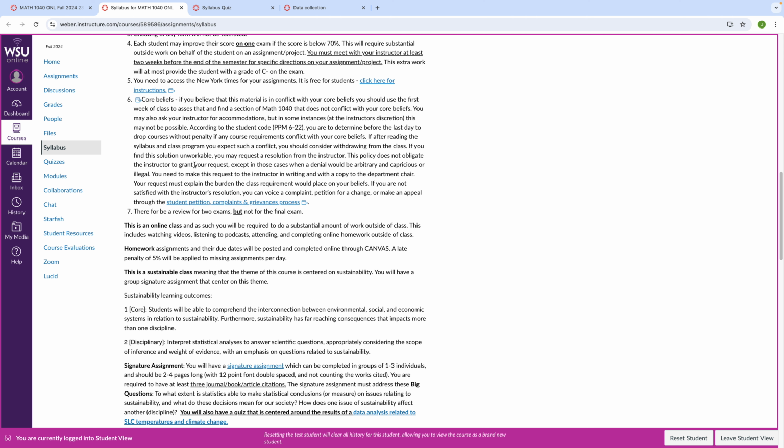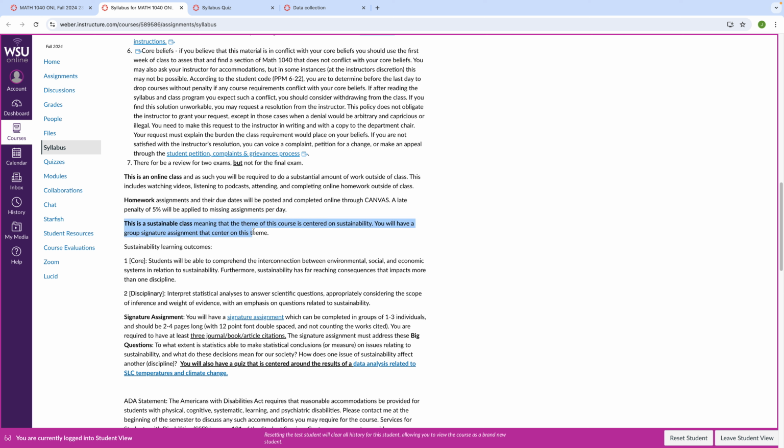So skipping to sustainability, your learning outcomes for sustainability are: first, this core learning outcome is that you'll understand the interconnections between different aspects of life and academics. Okay. Officially, it's listed here. But just understanding that sustainability has more than one aspect to it.